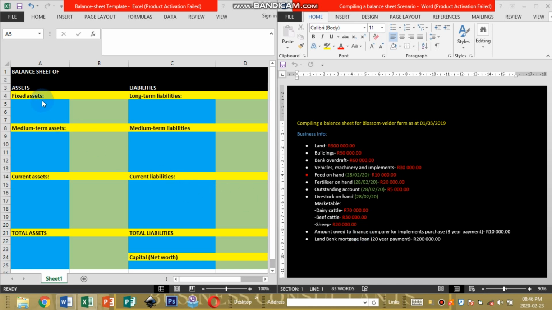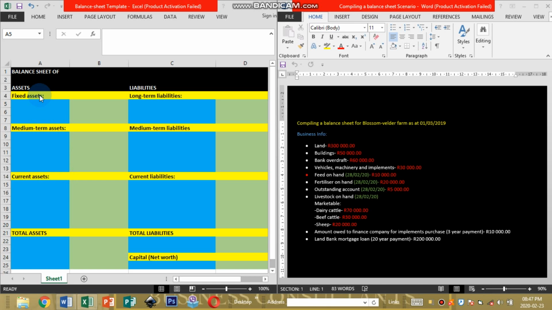So it's either fixed assets, medium-term assets, or current assets, which are assets that can be easily turned into cash quickly. Medium-term assets are those that last from 1 to 5 years. Your fixed assets are those that last from 5 years up until 30 or 35 years, like your land, your buildings, your boreholes. Whatever is going to last longer on the property is your fixed asset.